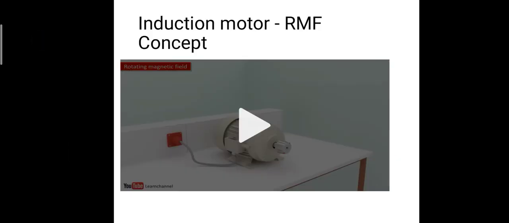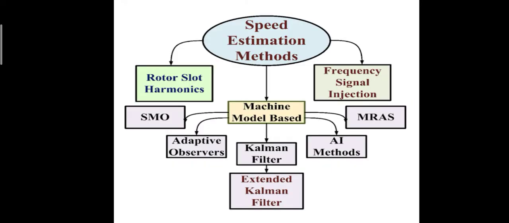In the above video, we saw the rotating magnetic field concepts. Let us move on to speed estimation methods. Speed estimation methods can be classified into rotor slot harmonics, frequency signal injection, and MM-based methods. In MM-based methods, Kalman filter, adaptive observers, SMO, AI methods, and MRAS methods are there.